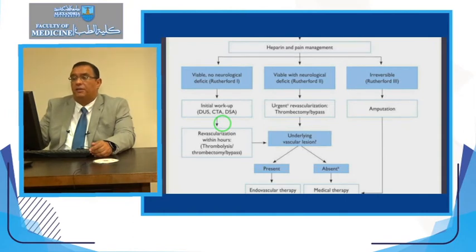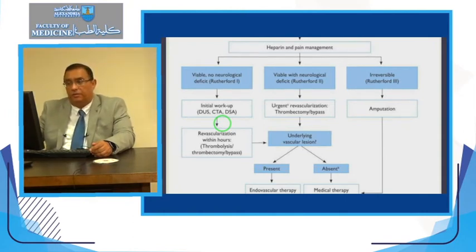For acute limb ischemia, here is a scheme for the treatment. We start with heparin once diagnosed, and pain management. This is very important. If the patient is in stage 1, viable, with no neurological deficit, or Rutherford 1, they respond to medical treatment. Then we start digital subtraction, CT angio, and duplex ultrasound to diagnose the cause. We do revascularization, whether thrombolysis, thrombectomy or bypass, if not improved or not responding to the medical treatment.